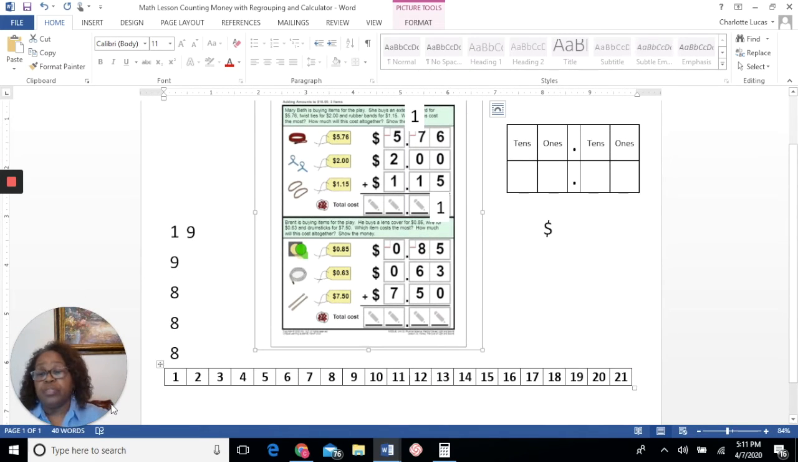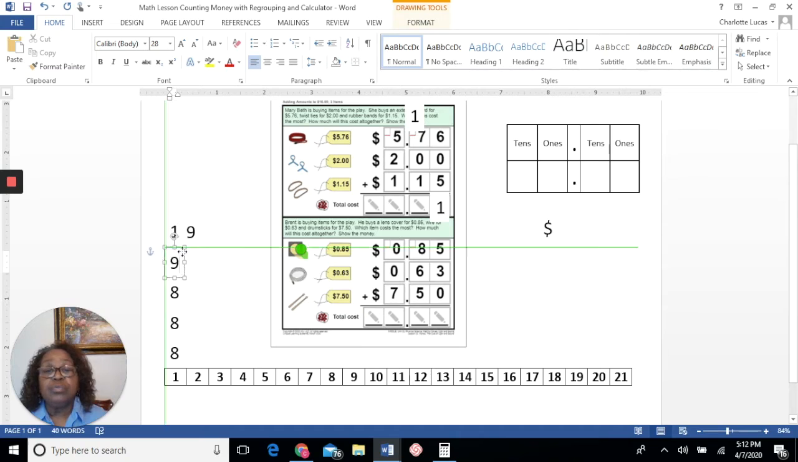Let's start with 1. This is really easy. If we start with 1 and we add 7, start with 1, move first, and then count 7. 1, 2, 3, 4, 5, 6, 7. The number is 8, but I still have one more. Don't forget that one. One more, the answer will be 9. All right, so we need to move a 9 to this tens place.